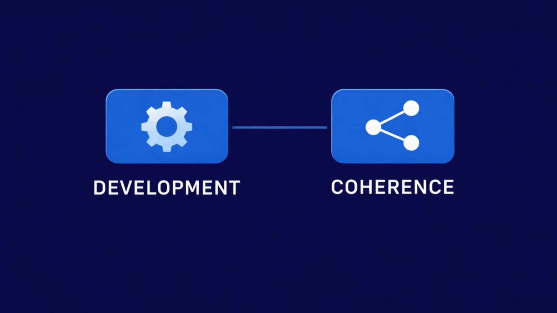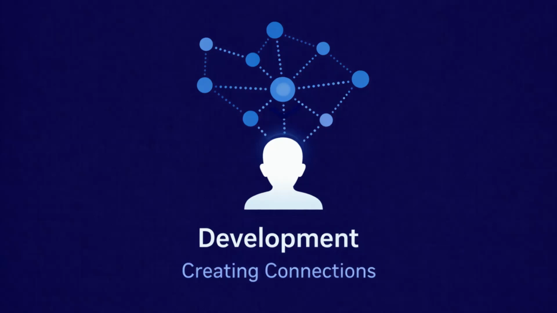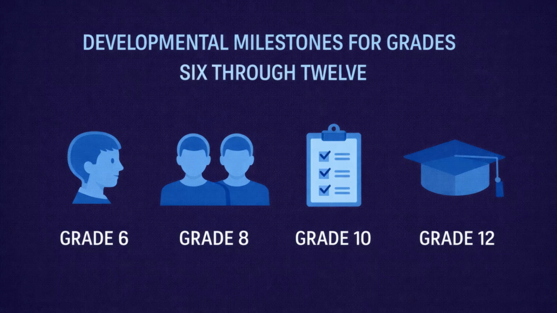So as we talk about development, keep in mind that development and coherence work together. Development influences what kinds of connections students are ready to make, and coherence is how we structure the learning, so those connections are actually possible. Let's begin with developmental milestones for grades 6 through 12. These milestones are not strict rules and they don't apply identically to every student, but they are helpful patterns.